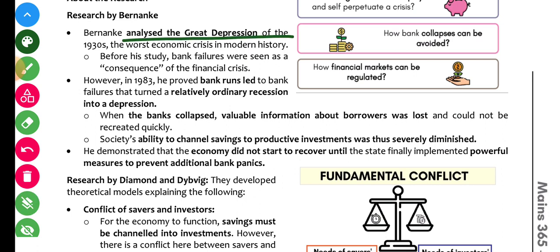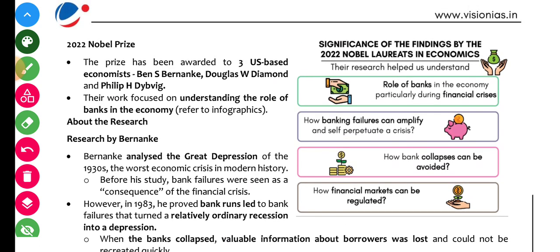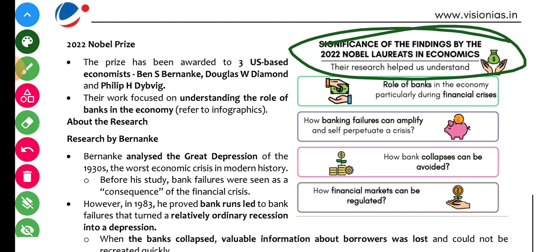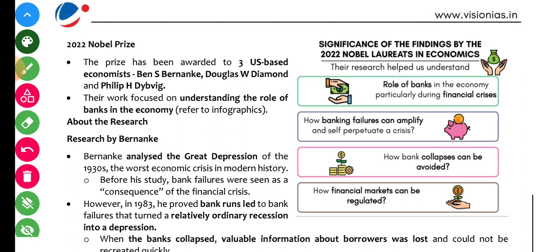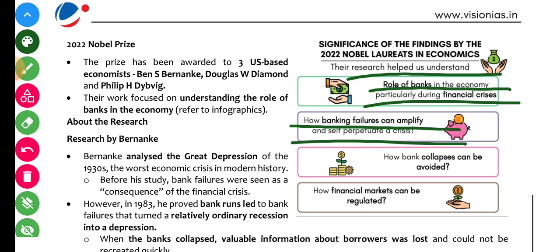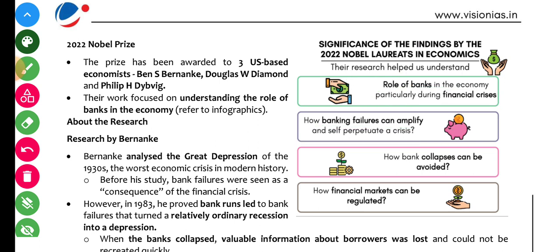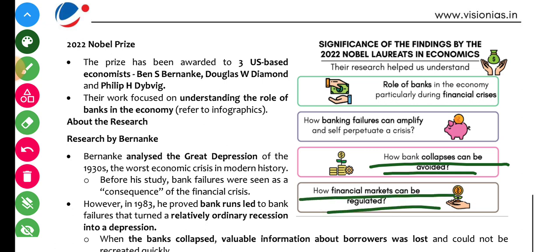Okay, about the research by Bernanke: he analyzed the Great Depression of the 1930s, the worst economic crisis in modern history. So keep this in mind. Significance of the findings of the 2022 Nobel laureates in economics: the research helped us understand the role of banks in the economy, particularly during a financial crisis, how banking failure can amplify and self-perpetuate a crisis, how bank collapses can be avoided, and how financial markets can be regulated.